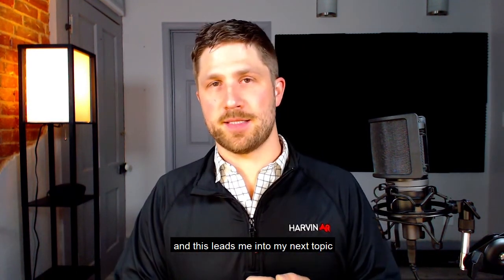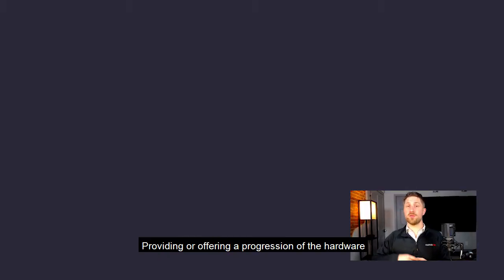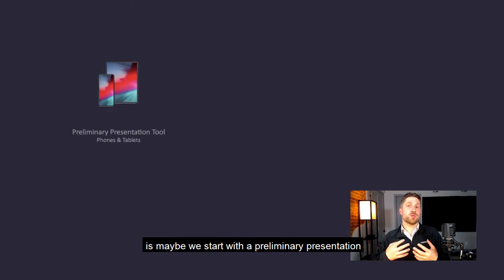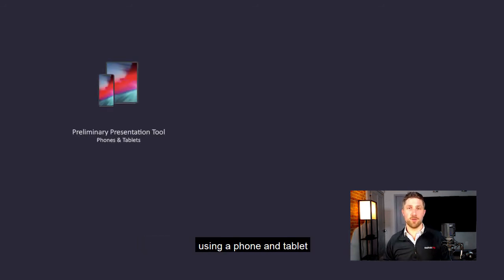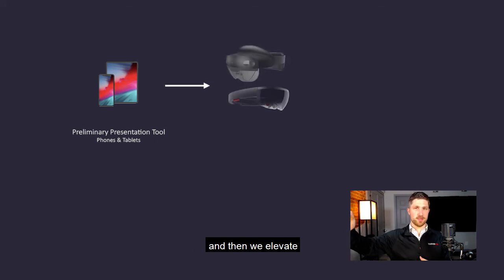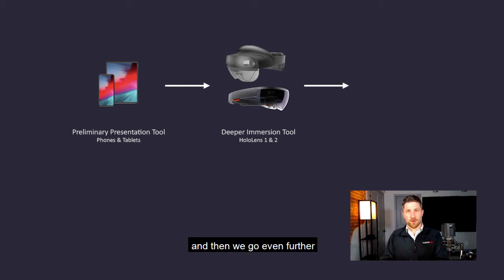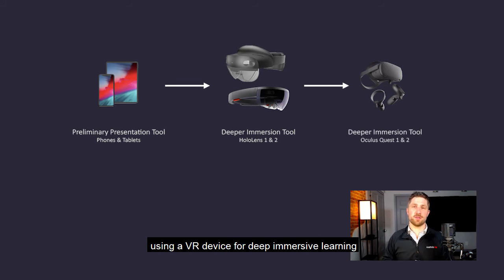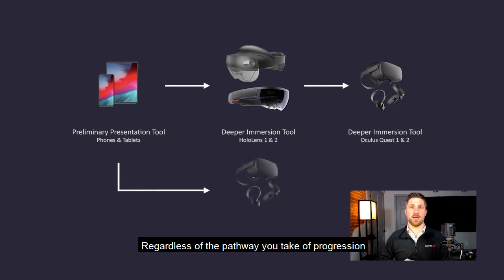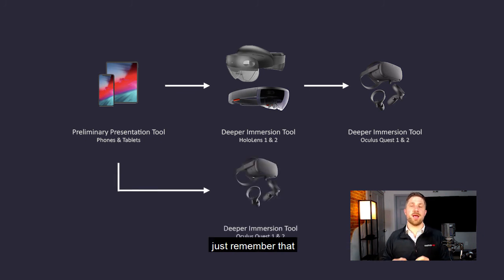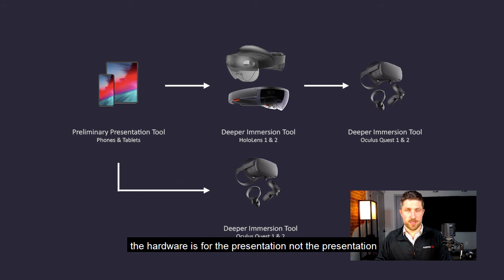And this leads me into my next topic, providing or even offering a progression of the hardware. What I mean by that is maybe we start with a preliminary presentation using a phone and tablet, and then we elevate to, let's say, a HoloLens for a spatial placement and understanding in the real world. And then we go even further using a VR device for deep immersive learning. Regardless of the pathway you take of progression, just remember that the hardware is for the presentation, not the presentation.